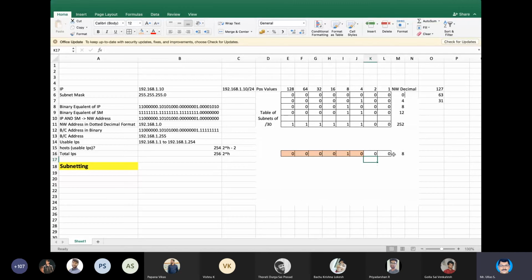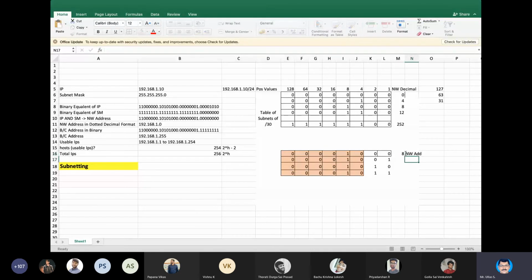So this is the first network address. The next IP address is obviously 0 1. The third IP address is 1 0. And I cannot give 1 1 because that is the broadcast address. Now these 6 bits have to be used as they are; I cannot change them. So this is my network address, this is my first IP, this is my second IP, and this is my broadcast IP.